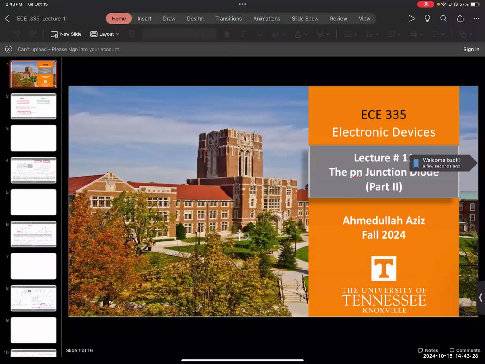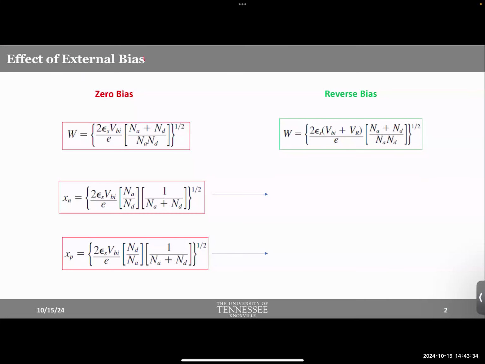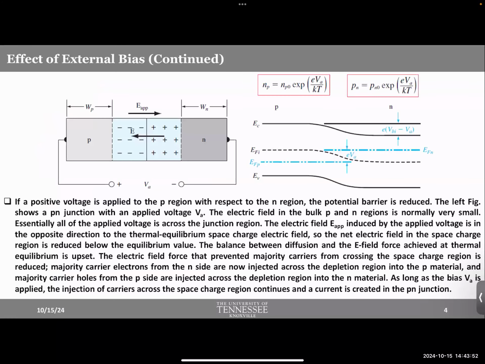Okay, so we started discussing this PN junction part 2 already. We talked about what happens when you apply an external bias and how it changes the depletion width in the N region, P region, and total depletion width. We just basically have to add the reverse bias to the built-in potential, or for forward bias, you have to subtract it. We then moved on to, as we discussed already, what happens to the band diagram when you have forward bias.